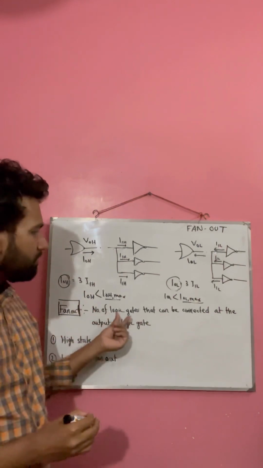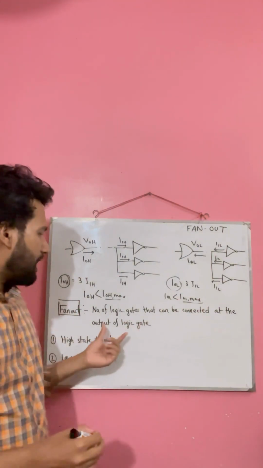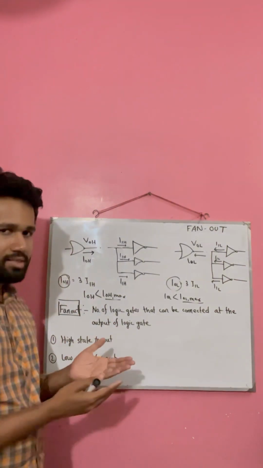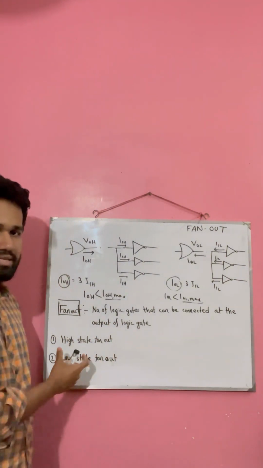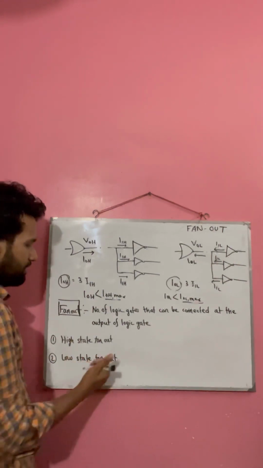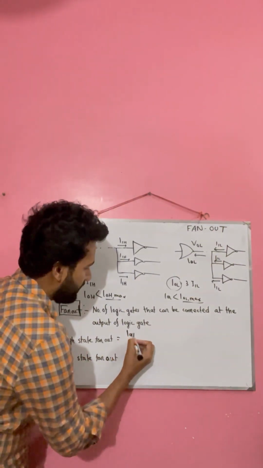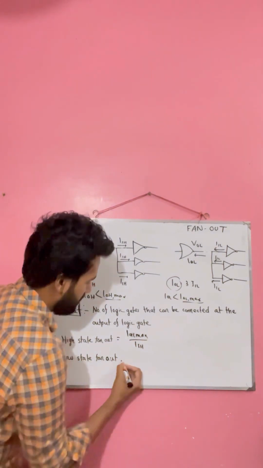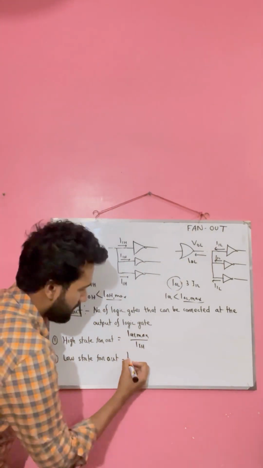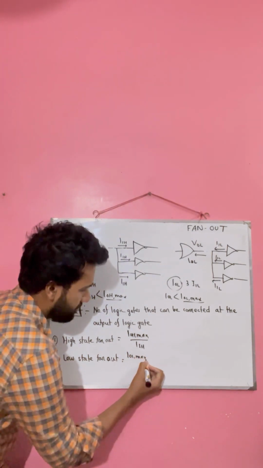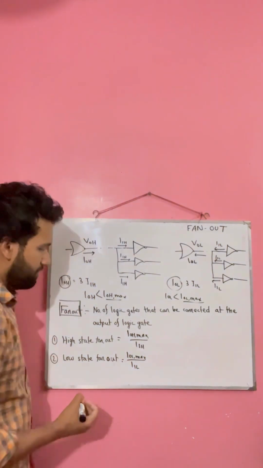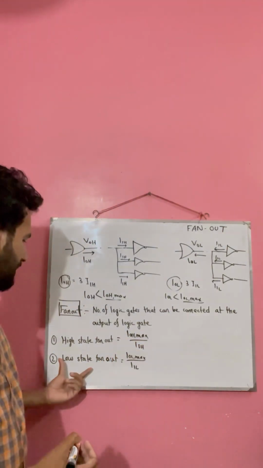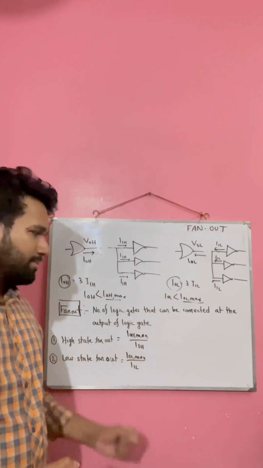Fan out is basically the number of logic gates that can be connected at the output of a logic gate. Depending on the state, that is high state or low state, we define two types of fan out. One is high state fan out and the other is low state fan out. The high state fan out is defined as IOH maximum by IIH, and low state fan out is defined as IOL maximum by IIL. So basically, high state fan out depends on the maximum sourcing capacity, and low state fan out depends on the maximum sinking capacity.